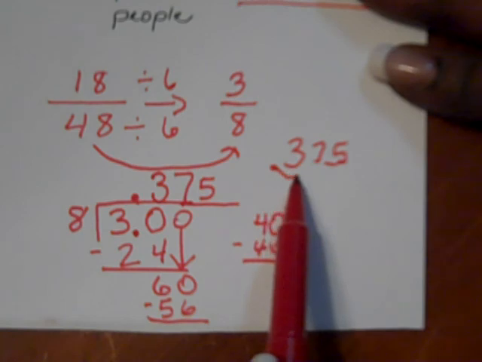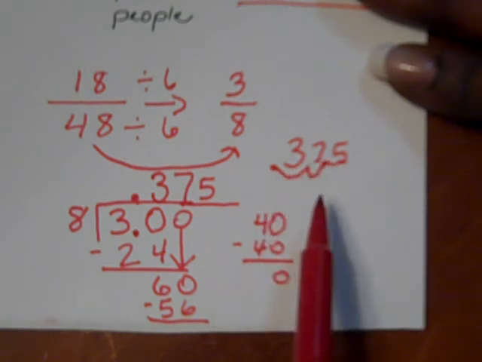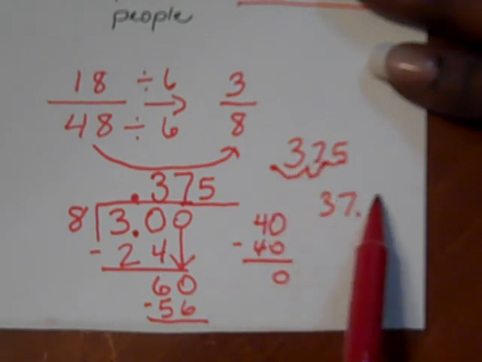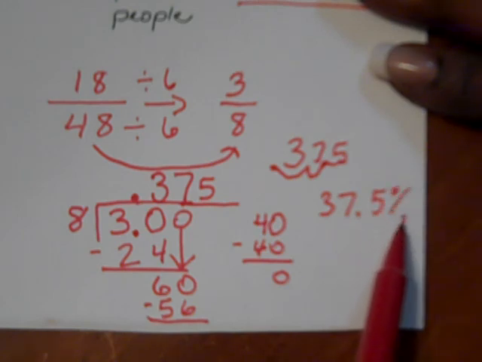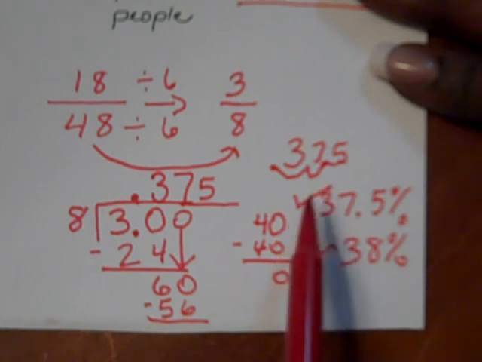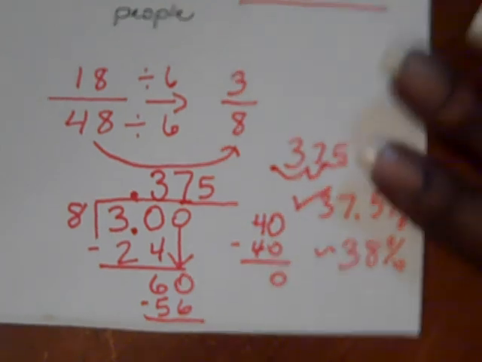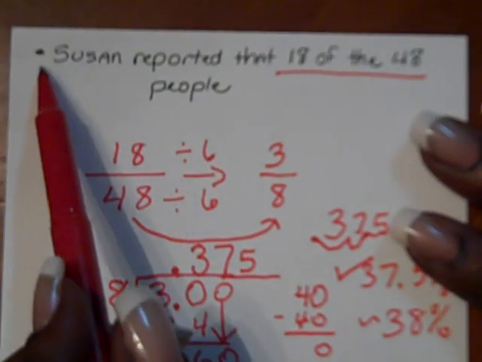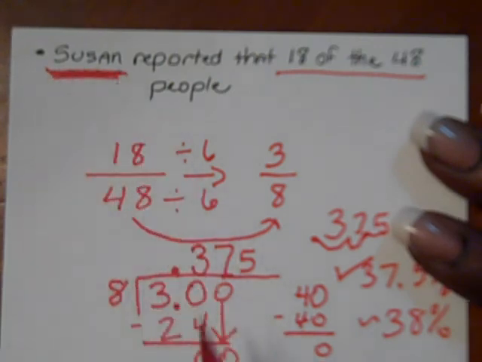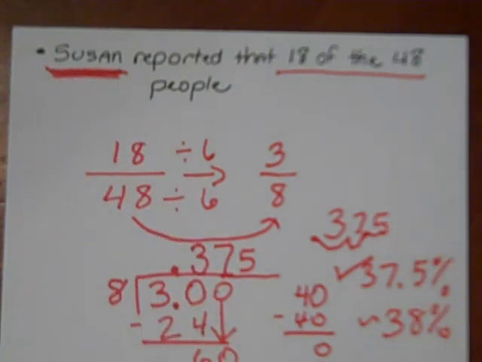You just move the decimal point back 2 places. So really what you have is 37.5%, or if you round it, 38%. Either one is greater than Kenny or James. So it looks like Susan's report had the largest amount of people who get 8 hours of sleep.